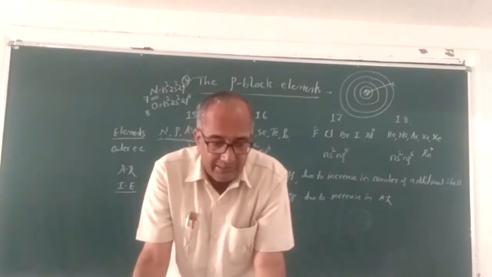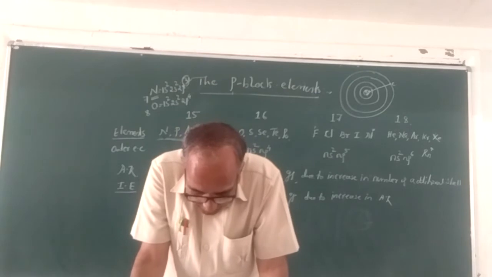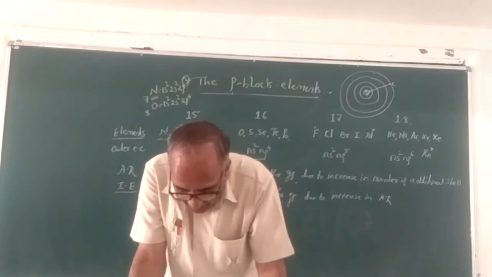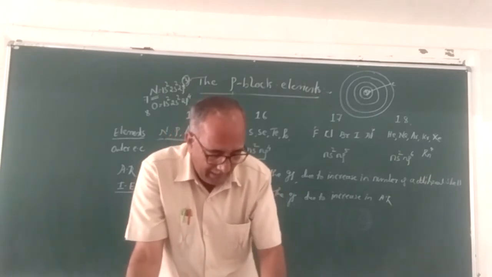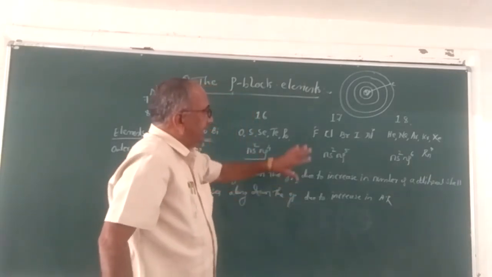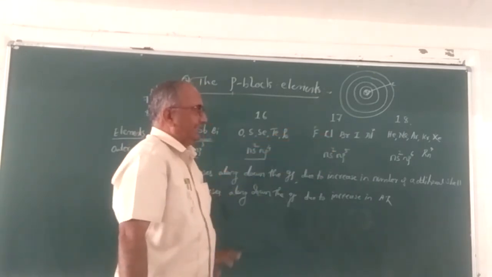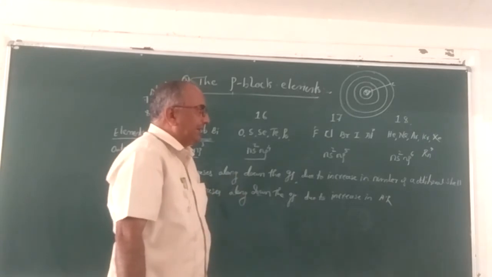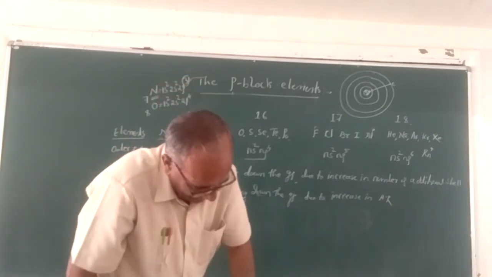If you observe the 18th group elements, due to stable octet configuration, these gases have very high ionization enthalpy. I already said that all the noble gases have high ionization enthalpy due to completely filled orbitals.